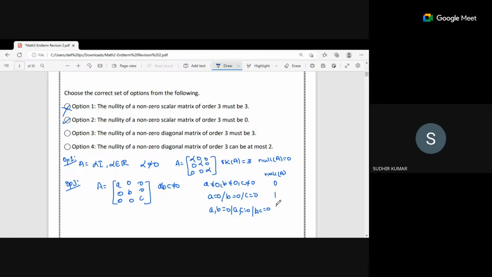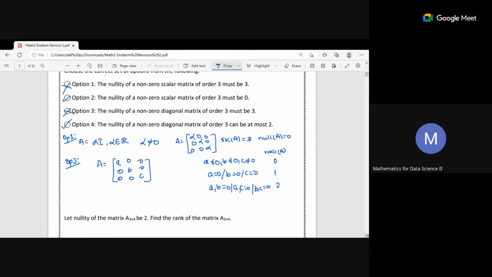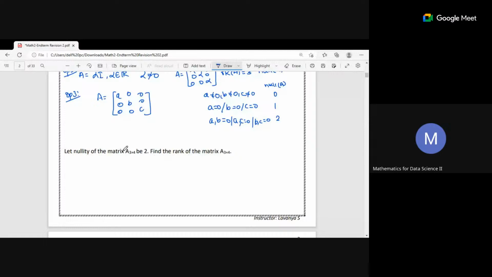2. Okay. So you know that all of them together cannot be 0 because it is a non-zero diagonal matrix. So you only have these three options. So the nullity of a non-zero diagonal matrix of order 3 can be at most 2. It cannot be 3. Why is the nullity of a diagonal matrix 2 at most?